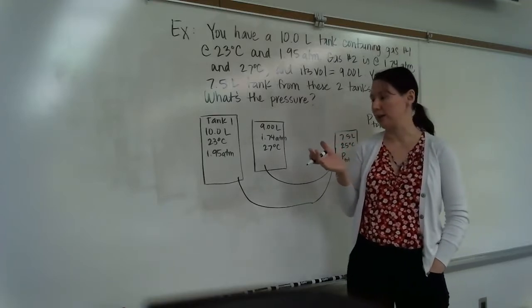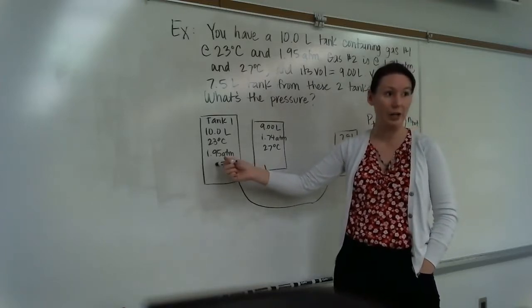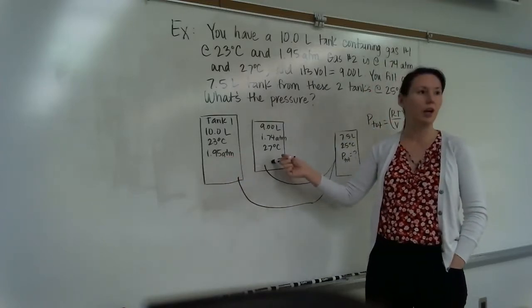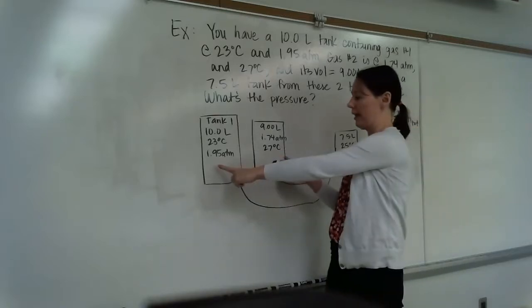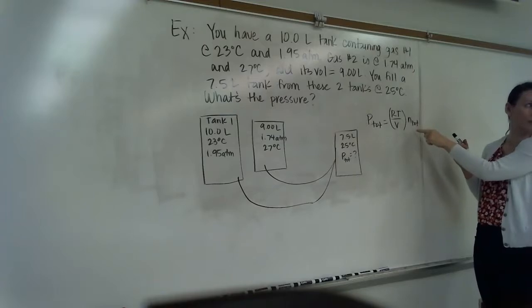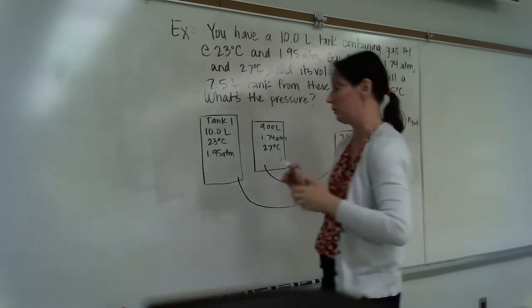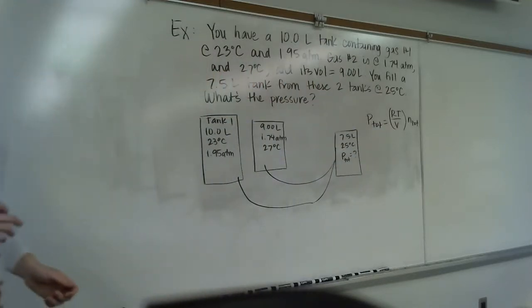PV equals nRT, right? So if we do PV equals nRT and solve for N here, that gives me N, and the same here, that gives me N. I add those together, that gives me N total. Does everyone see how we do this? So now we just have to do the ideal gas law times 2. I'm going to say it inside a frame here.